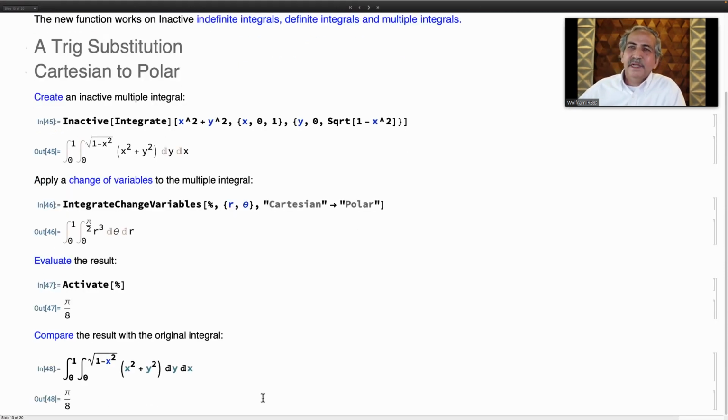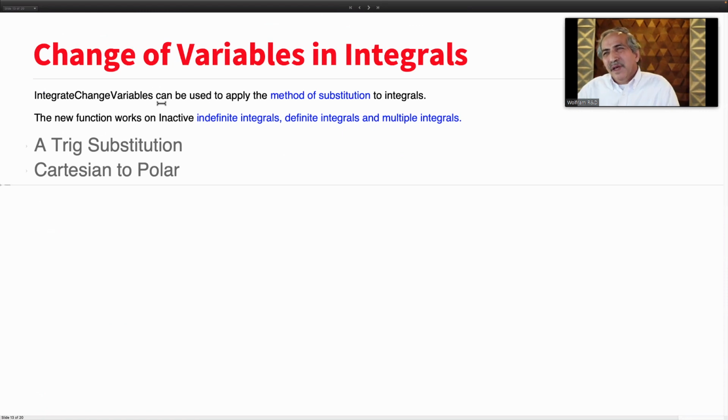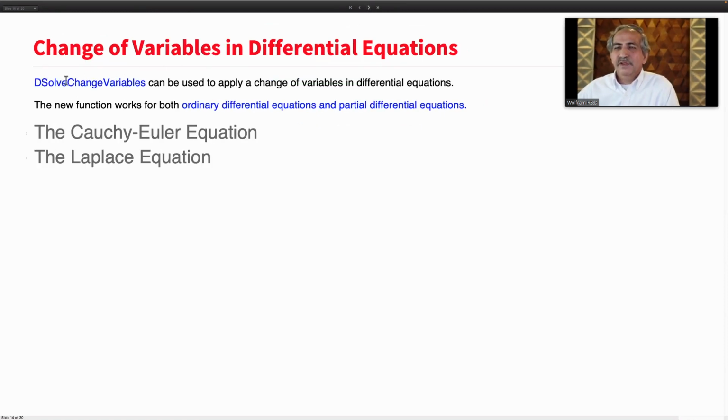So this over here shows us that we actually have a nice new way of doing change of variables. But people don't want to just do integrals; they also want to do differential equations. So over a number of years, people have written their own little change of variables in differential equations. So we said, let's try it ourselves. So this new function DChangeVariables can be used to apply change of variables in differential equations. And this is quite a powerful function, works for both ODEs and PDEs.